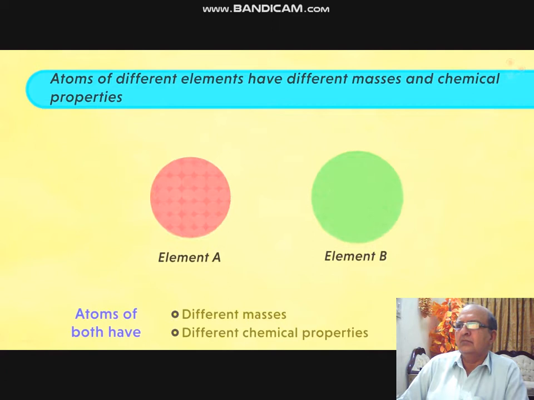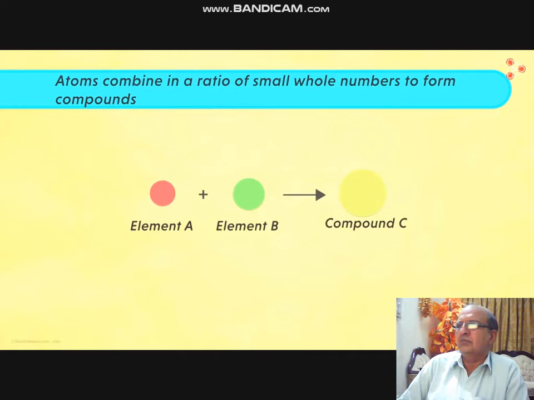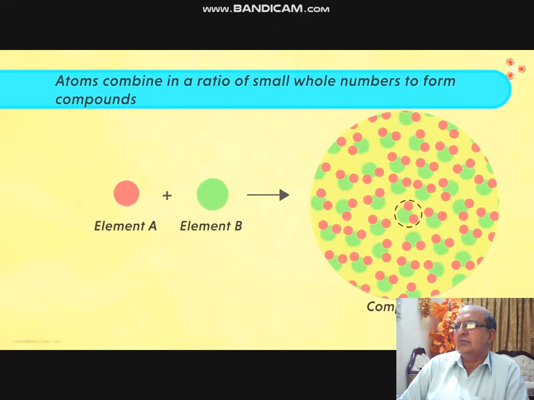The fifth postulate states that atoms combine in a ratio of small whole numbers to form compounds. Now, what do we mean by this? In this chemical reaction, we find elements A and B reacting and giving us the compound C. If we observe well, a unit of compound C has two atoms of element A and one atom of element B. Right? So aren't these whole numbers?